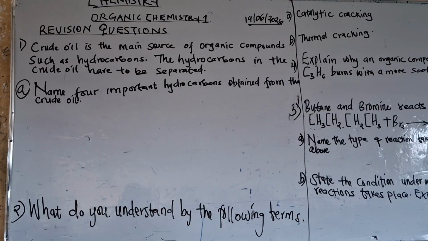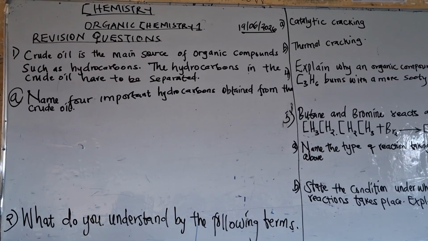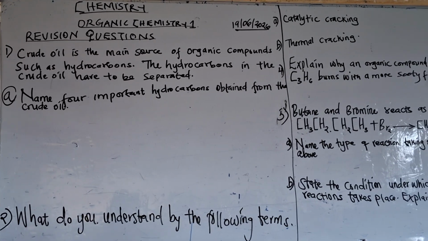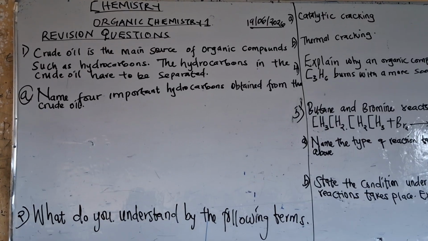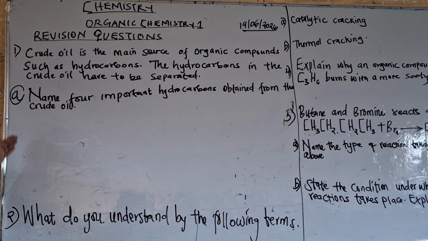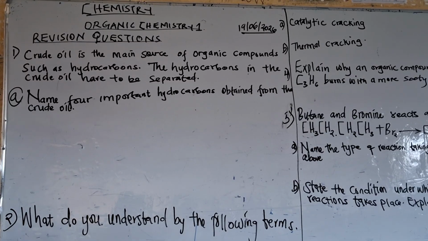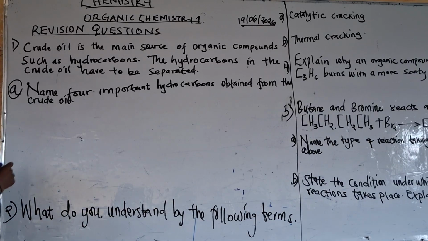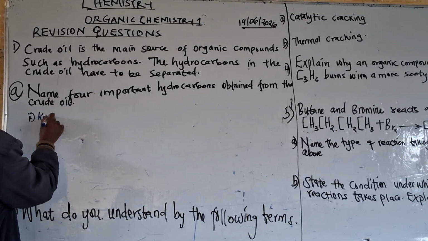Crude oil is the main source of organic compounds such as hydrocarbons. The hydrocarbons in the crude oil have to be separated. Name 4 important hydrocarbons obtained from crude oil. So this question requires us to indicate the fractions which are present in crude oil. So which are the fractions which are present? We can be having 1, kerosene.